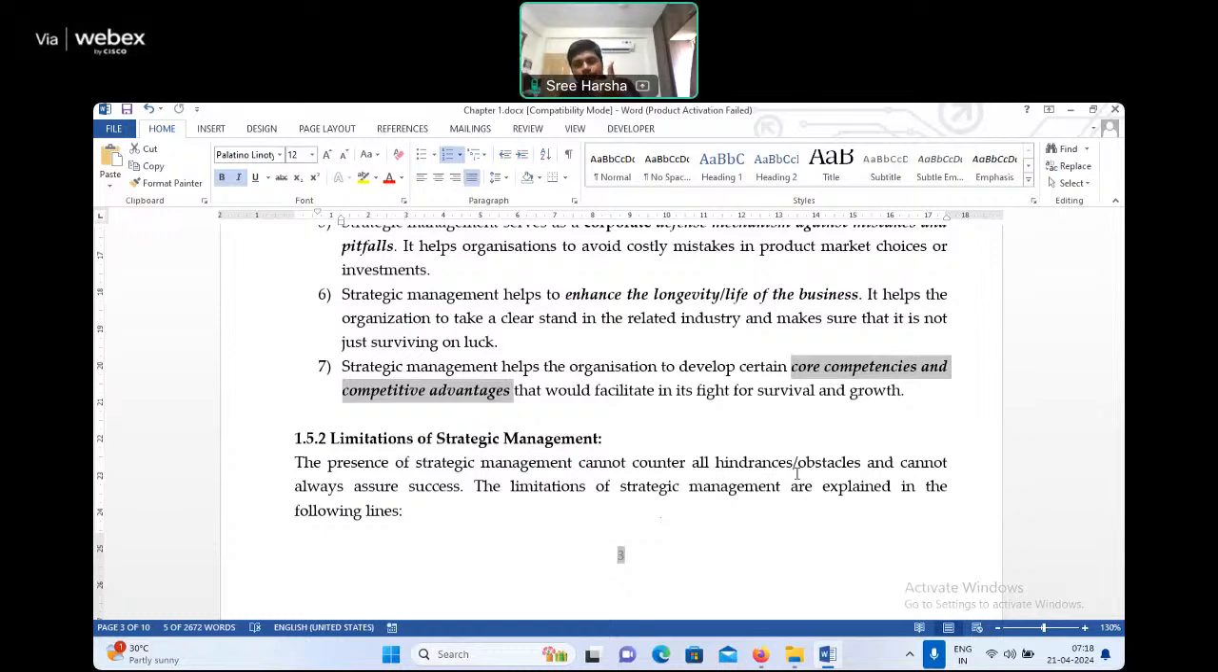So what all have we seen so far? We have seen the definition of management. We have seen the definition of strategy. We have seen the definition of strategic management. Then we have seen the importance of strategic management. Now the next topic is limitations of strategic management. Do you think if there is a strategy inside the organization, we will win for sure? We will become the number one entity in our industry? No, that is not the case. There are certain limitations for strategic management.